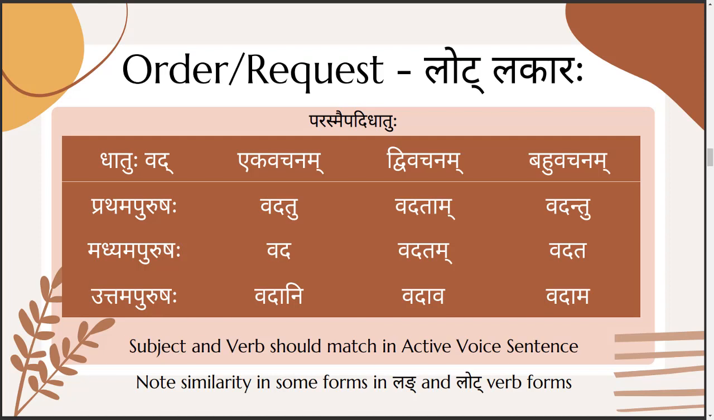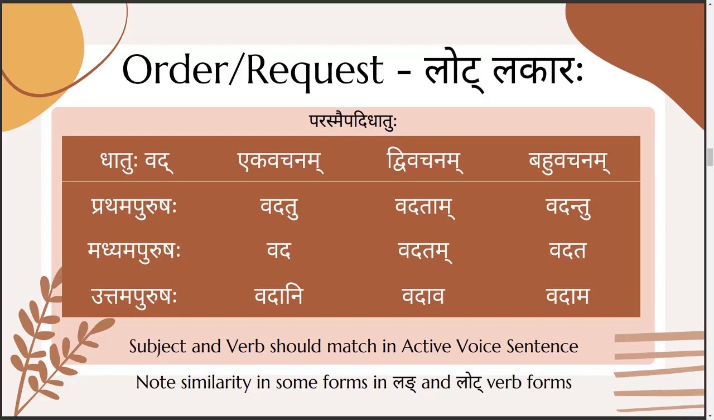Similarly, we are having 2 moods we discussed in these 3 courses elaborately, and this is what I say: 3 tenses, present, past, future, and 2 moods: order, request mood, and this vidhi mood, ashir-vidhi, sambhavana, like that. So in the lot lakara: vadatu, vadatam, vadantu, vada, vadatam, vadata, vadani, vadava, vadama. Parasmaipadi dhatu. And you can see some of that past tense form and lot lakara form, they have some similarity. So keep this table. I have given 5 tense moods for Parasmaipadi and Atmanepadi.